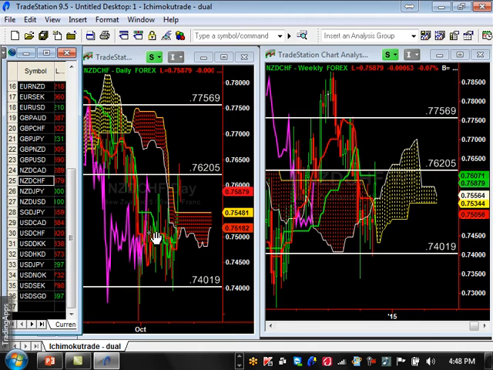New Zealand Swissy, this is just one ugly pattern right now. Support on this one's going to be 74.01. Minor resistance is going to be 76.20, and a major one's going to be 77.56.